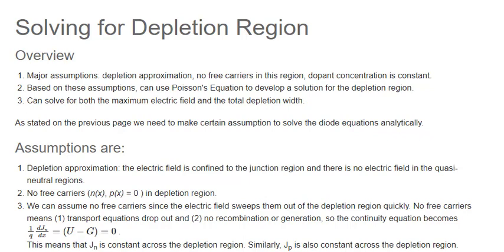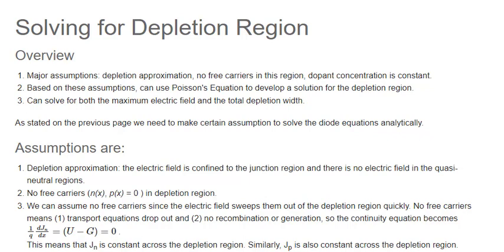As stated on the previous page, we need to make certain assumptions to solve the diode equations analytically. The assumptions are: depletion approximation. The electric field is confined to the junction region and there is no electric field in the quasi-neutral regions. No free carriers, n(x) = p(x) = 0, in the depletion region. We can assume no free carriers since the electric field sweeps them out of the depletion region quickly.